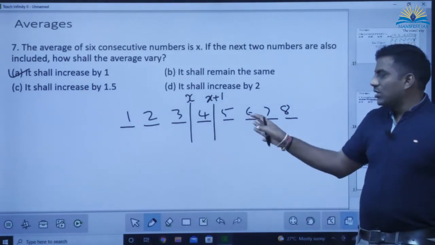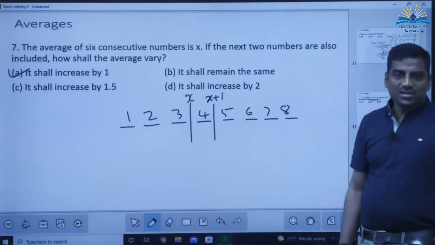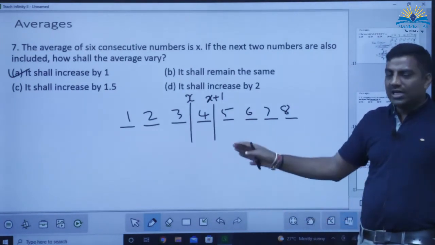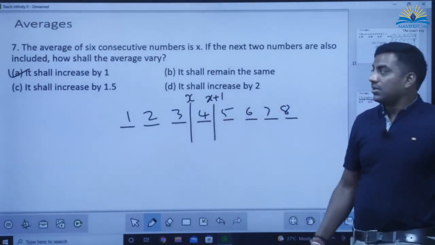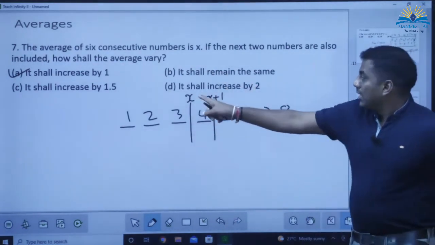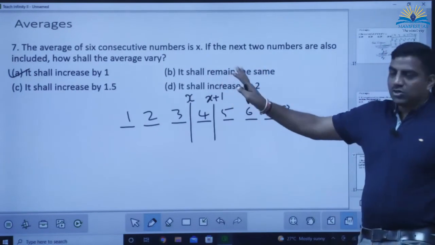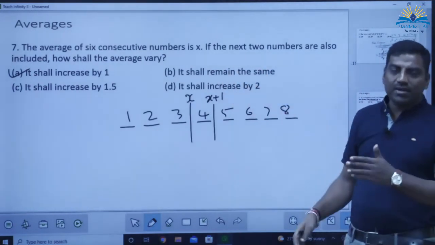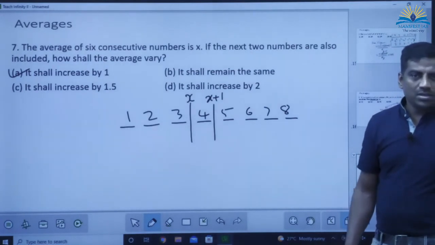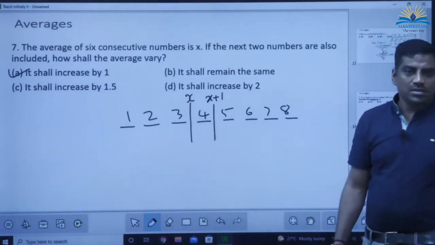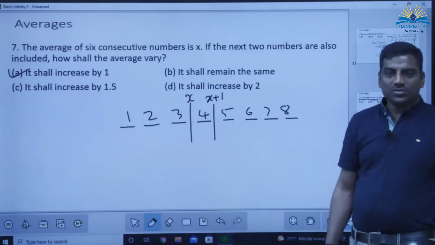If we delete last two numbers? Out of 6 numbers, if we delete last two numbers, the average will shift that side by 1. Then it shall decrease by 1. Option is not there. It shall decrease by n when we discard last two. Okay? Fine? Yes or no?